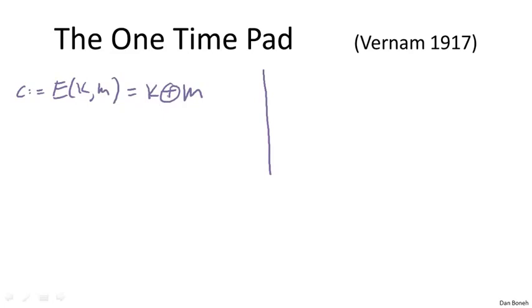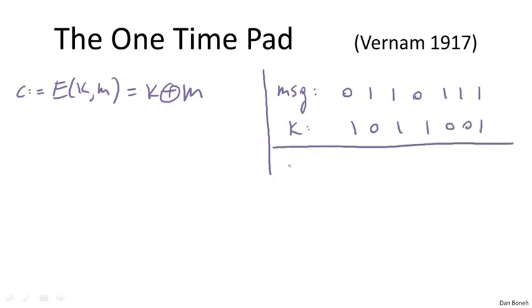Let's see a quick example of this. Remember that XOR, this plus with a circle, means addition modulo 2. So if I take a particular message, say 0, 1, 1, 0, 1, 1, 1, and a particular key, say 1, 0, 1, 1, 0, 0, 1, when I compute the encryption of the message using this key, all I do is compute the XOR of these two strings. In other words, I do addition modulo 2 bit by bit. So I get 1, 1, 0, 1, 1, 1, 0. That's the ciphertext. And then how do I decrypt?